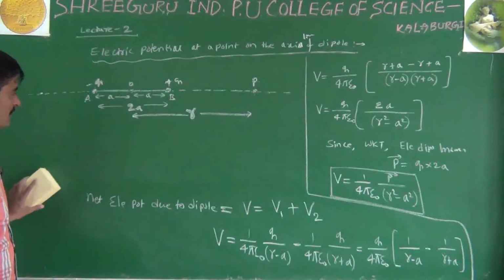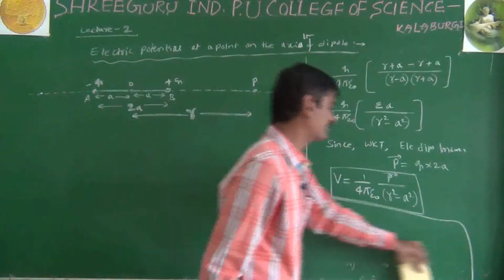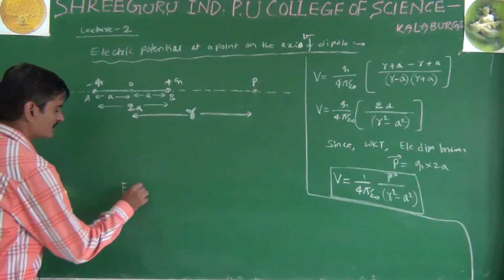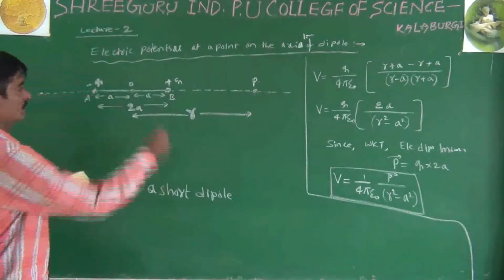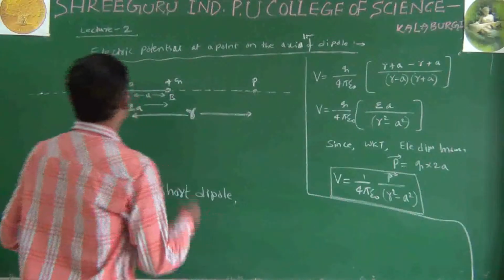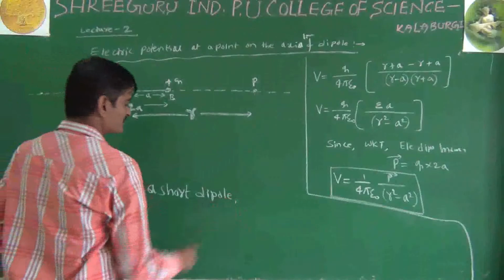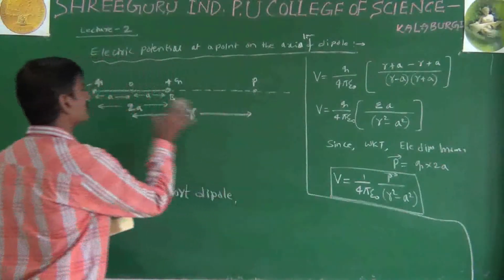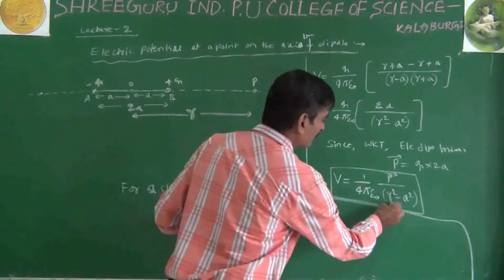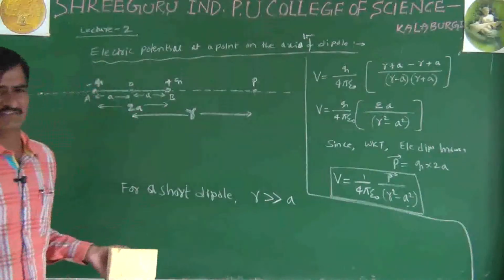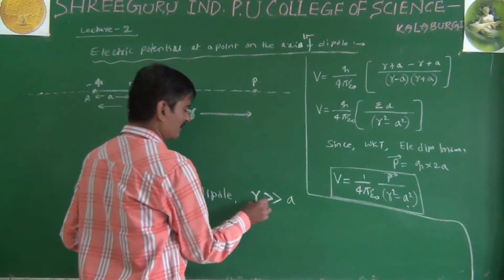Now, if this dipole is a short dipole, that is, the distance between the two charges is very small, then this distance A will be very small compared to R, or R will be very large compared to A. R is larger than A. Then this A square can be neglected, simply, because A is a very small distance compared to distance R.